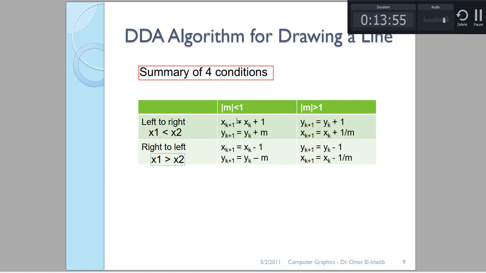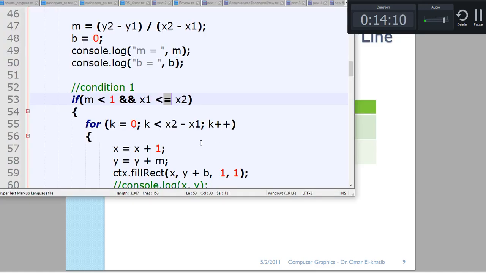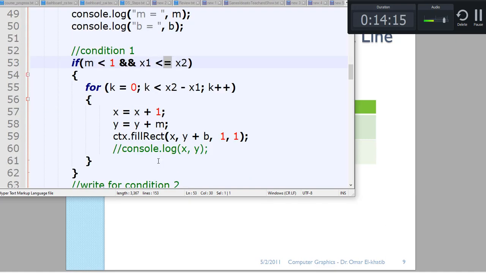First condition, m is less than 1, x1 is less than x2. So what we will do is xk plus 1 and yk plus m. These are the 2 things: x is increased by 1 and y will be added by m. So here x is equal to x plus 1, y is equal to y plus m. And then we will print a point. So this is a point, because it is a rect, but its width and height will be only 1, 1. So it will print it.